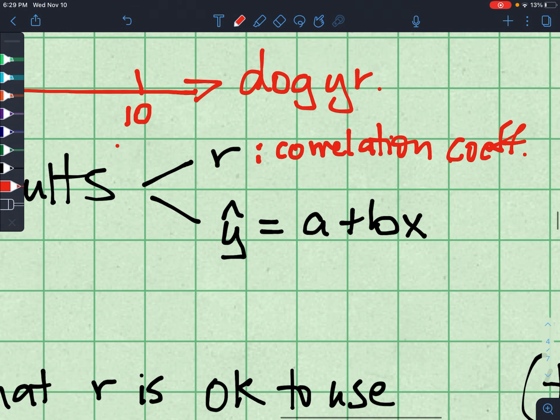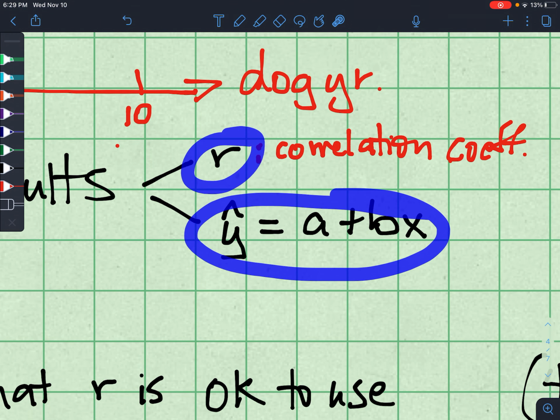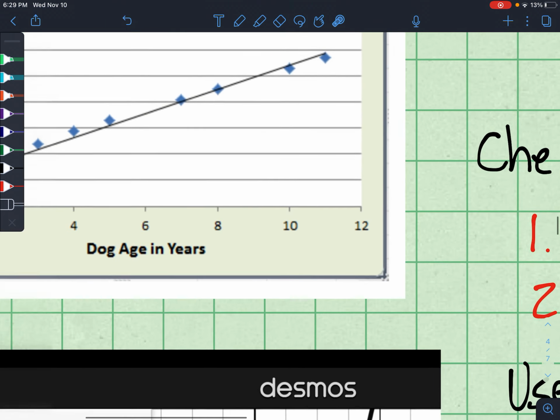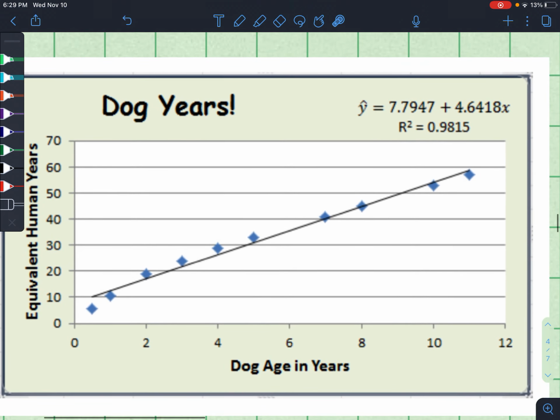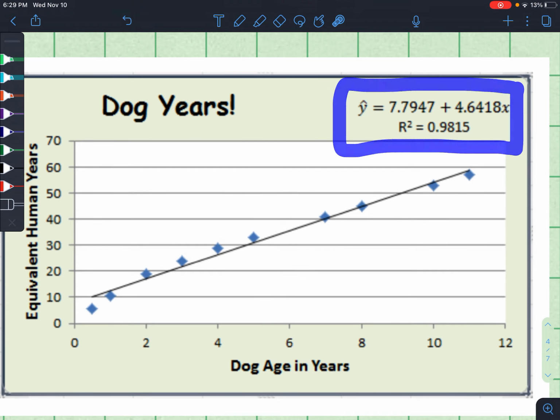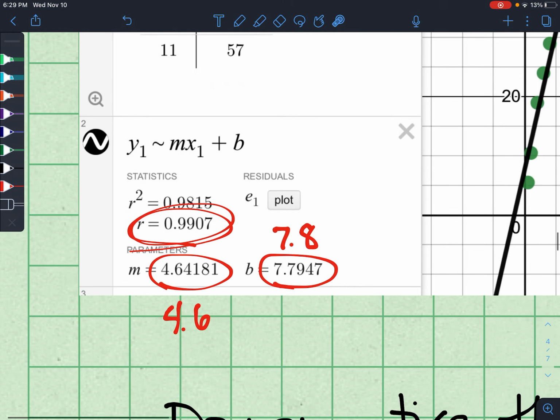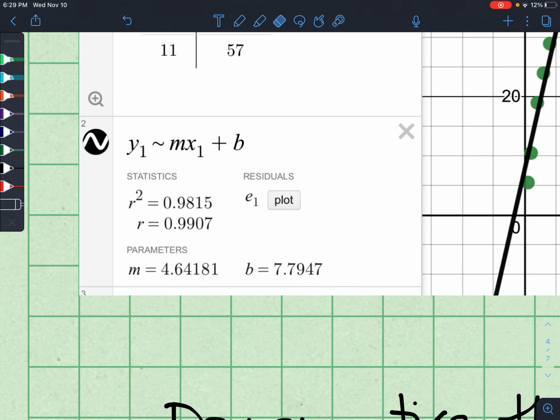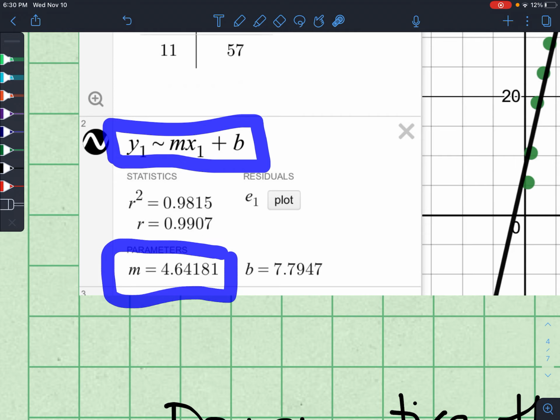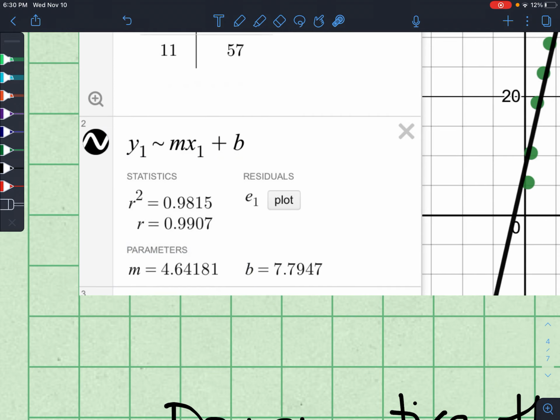And then it's going to also report to you an equation. So let's go look at Desmos to see where those are. Now this isn't the Desmos, but we see it reported over here. This is a different piece of software. Desmos is going to report it to you down here at the bottom. Yeah? Okay, so a couple things. Make sure you report R, not R squared, right? Okay, and then our equation is right here, but notice the values are sitting down here, M and B.